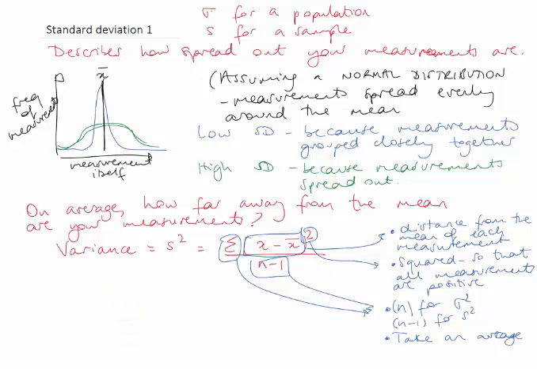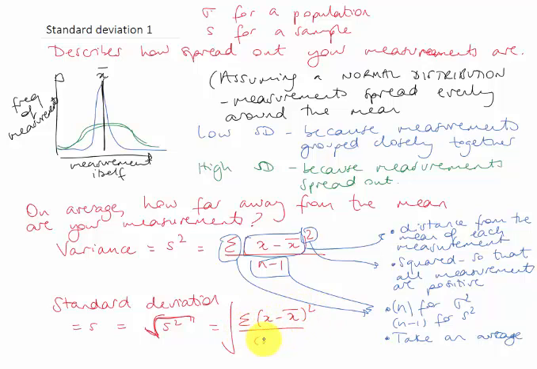Right, so that's variance, and then simply standard deviation, or S, is just the square root of that. And this is in fact what we use by far most often, the standard deviation. So that's the square root of the variance. We could say it's the square root of the sum of (x minus the mean) squared all over n minus 1. So that is the formula for the standard deviation of a sample, and I'd want you to remember that formula in your exam.